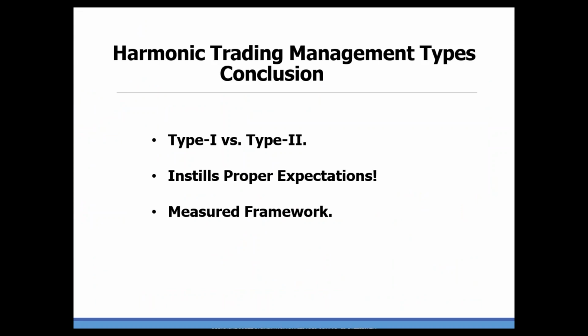Harmonic trading management types conclusion. Now we looked at type 1 and type 2 here. Really important to have that framework instilled in your mind in the same way that we differentiate patterns. This gives us the proper expectations. So we know a type 1 is a reaction, a type 2 is a reversal. That's our measured framework. There's really absolutely no deviation from this framework, because if we expect a reaction on that first test, as we've seen, most harmonic patterns are going to give you 2 opportunities at a minimum.